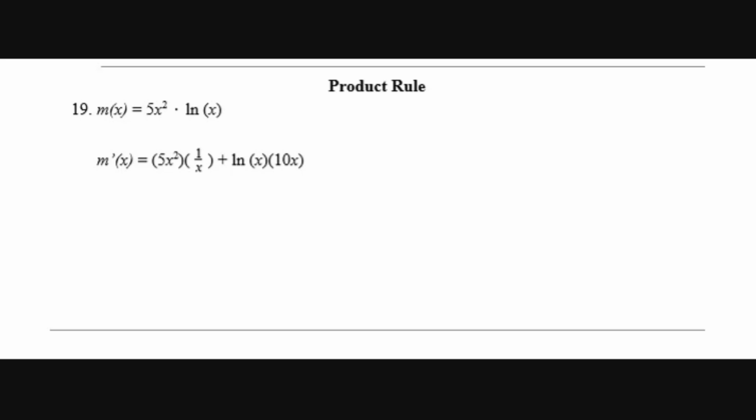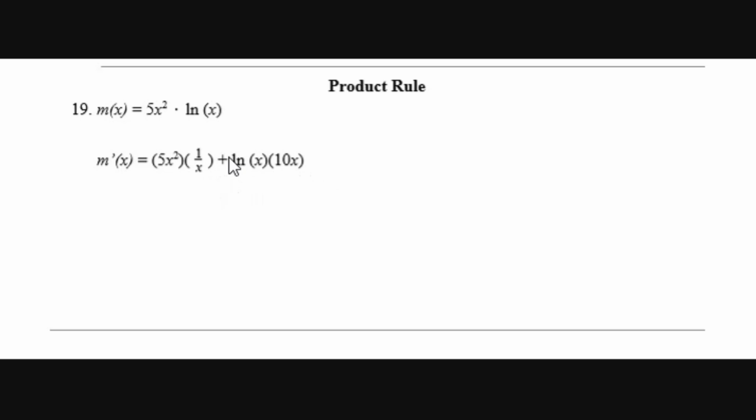So let's look at some examples so you can see what I'm talking about. In this first example, this is our function: 5x squared times natural log of x. The first part of our function is 5x squared, and the second part is the natural log of x. To find the derivative, you take the first part, 5x squared, and multiply by the derivative of the second part, which is 1 divided by x, because remember when I talked about the natural log rule, the derivative of that is simply 1 divided by x.